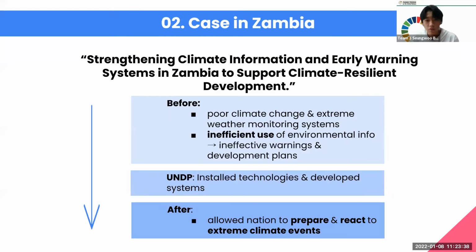The UNDP's actions for achieving SDG 13 can be seen in a UNDP-hosted project called Strengthening Climate Information and Early Warning Systems in Zambia to support climate resilient development. Before they started this project, the early warning systems and development plans in Zambia were poor and inefficient. But after the UNDP installed the critical technologies and developed necessary systems for climate change-related information, Zambia is now able to prepare and react to extreme weather events much more efficiently. These technologies include monitoring stations and communication channels and procedures for warnings.